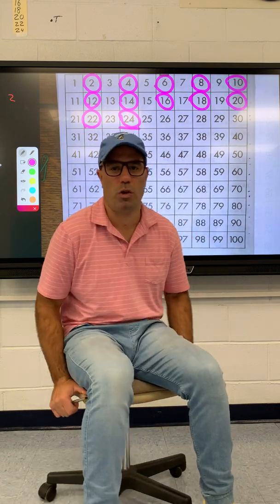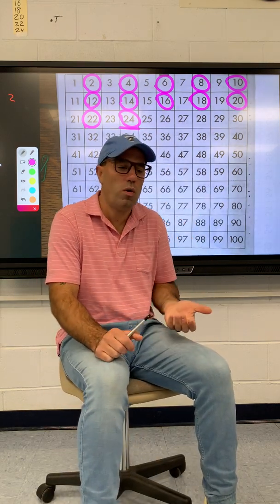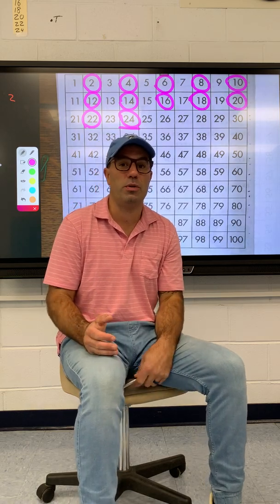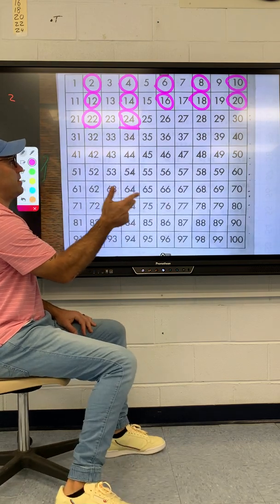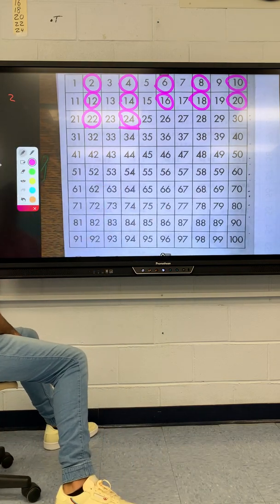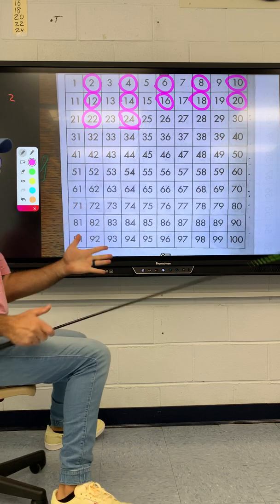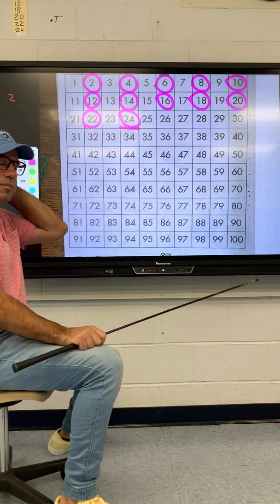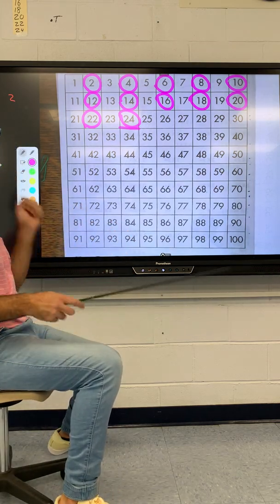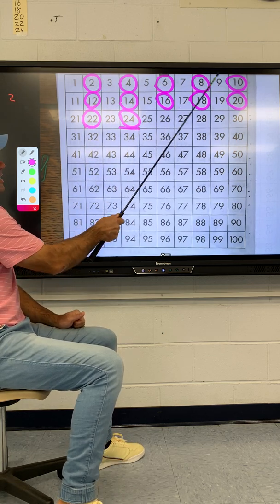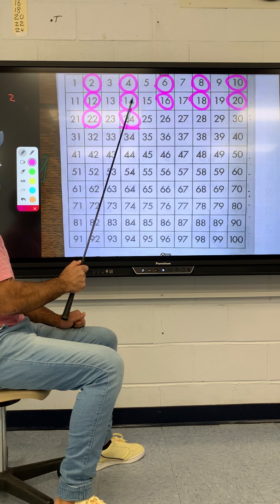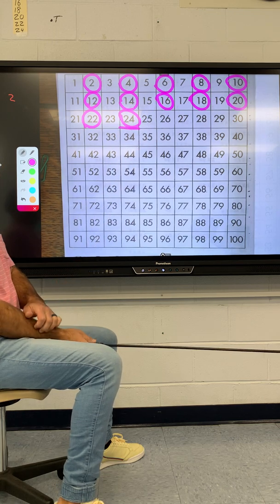So now think about this. Say I had to multiply 6 times 2, or 2 times 6. Well, we don't know how to count by 6s yet, so just count by 2s 6 times. Ready? 2, 4, 6, 8, 10, 12. Use your fingers to keep track so you know when to stop. Say I was doing 2 times 8. 2, 4, 6, 8, 10, 12, 14, 16.